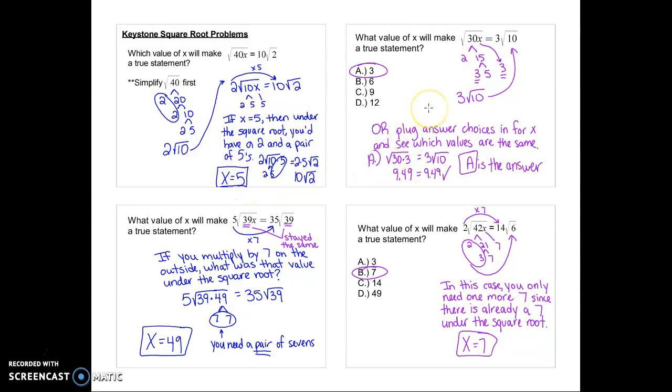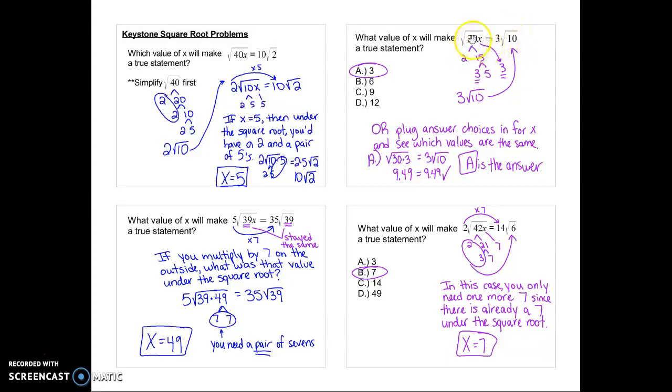So let's look at the second one. This one's multiple choice, which a lot of times these questions are when you see them on the Keystones, which can truly benefit you in the long run. It'll make these problems a little bit easier because you can plug these numbers back in to try them. So we're given the square root of 30x, and we're told that it has to equal 3 times the square root of 10 whenever we're all done.